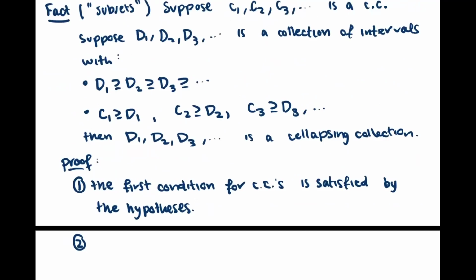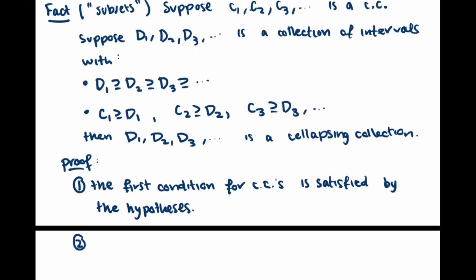At most one number is contained in all of the intervals. If C is a collapsing collection, then it satisfies that it goes to one number, and if D is always smaller, then it also has to go to one number. Let's think through this. If D contained another number, well, the D's are a subset of the C's, so the C's would also contain that number, which contradicts the fact that C was a collapsing collection.